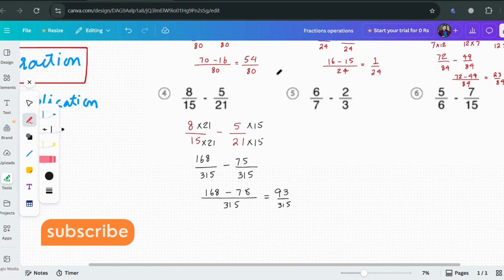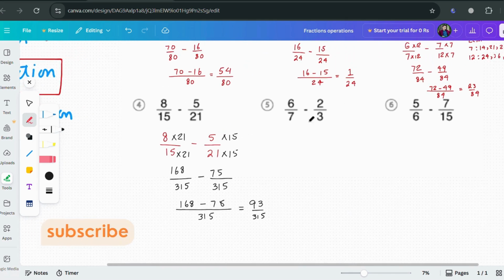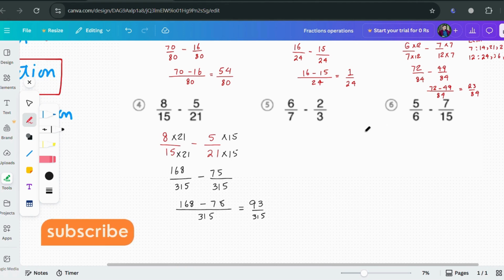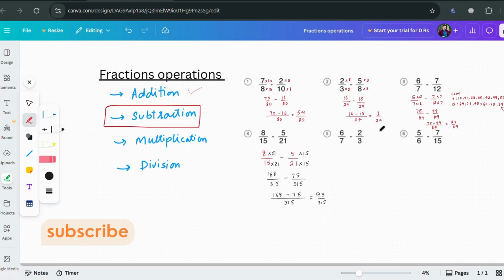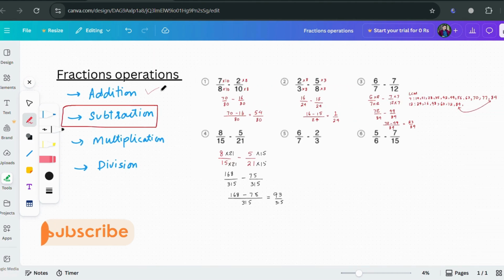We are left with two questions, question number 5 and question number 6. I will give you a chance to solve these two questions by yourself. Once you get the answer, I will request you to put that answer into the comment section, and I will be checking it later. For now, this is all for the subtraction of fractions.